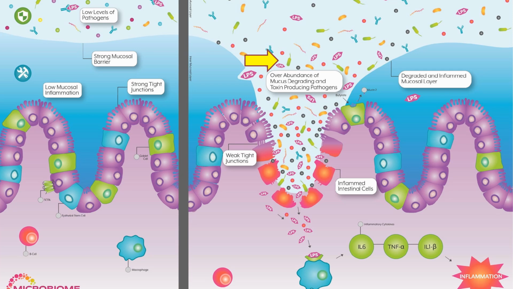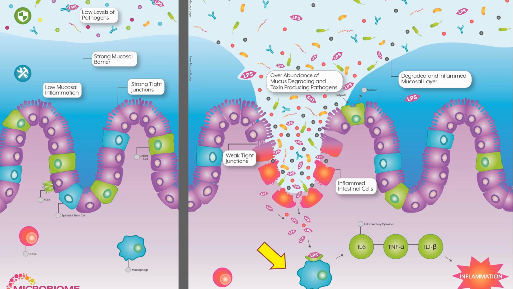Now, a dysbiotic gut will start with changes in the diversity. So we'll begin to see an overabundance of mucus degrading and toxin producing pathogens. We'll begin to see specific toxins and endotoxins like lipopolysaccharide or LPS. We'll also start to see some of these tight junctions begin to weaken. And of course, as those toxins begin to pull through those loose and weakened tight junctions, we'll begin to see inflamed intestinal cells.